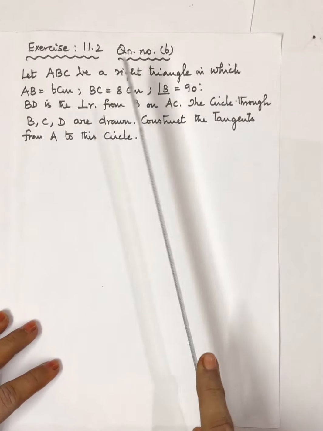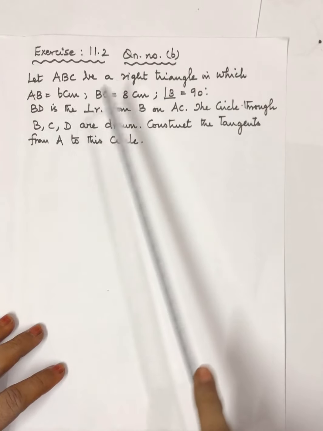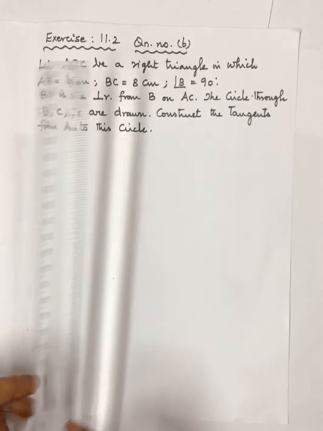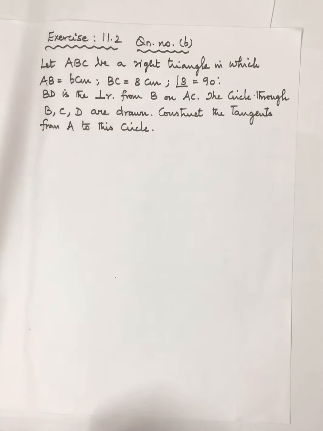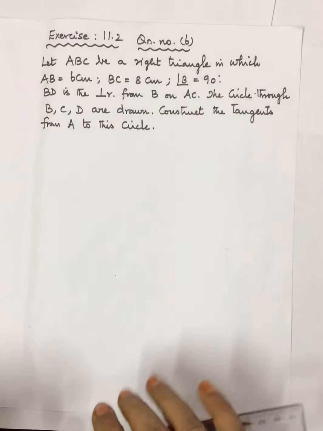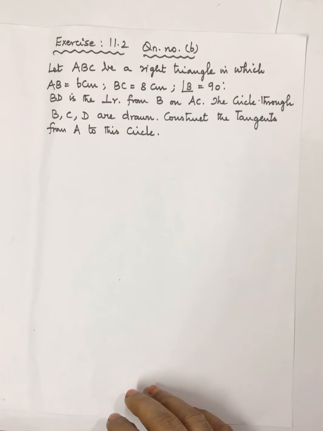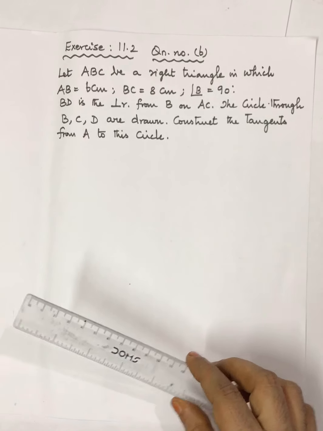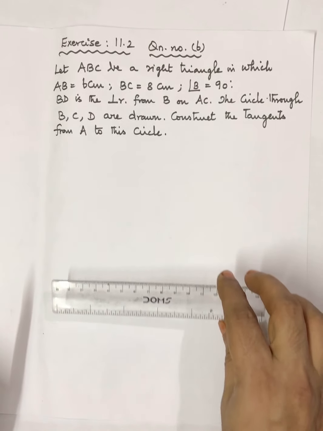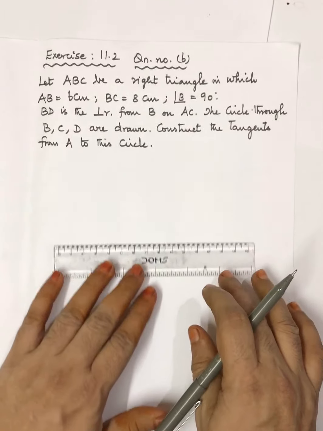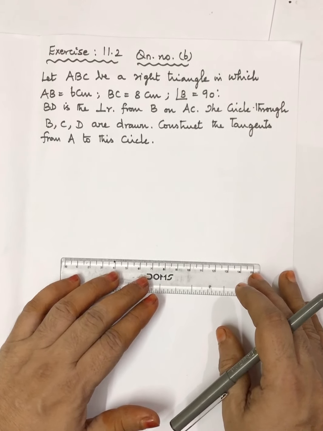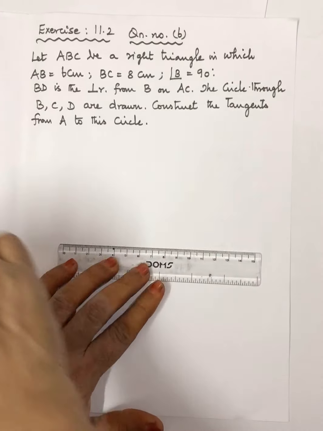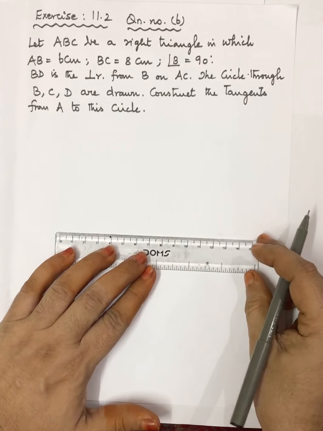So there are 1, 2, 3, 4 parts involved here. I am going to divide this problem into 4 parts and clear them one by one. The first part is to make a right triangle. As I am telling you, it is not going to be an exact measurement. For you to see it properly, I am making it a little larger.